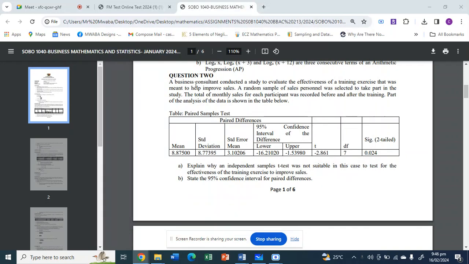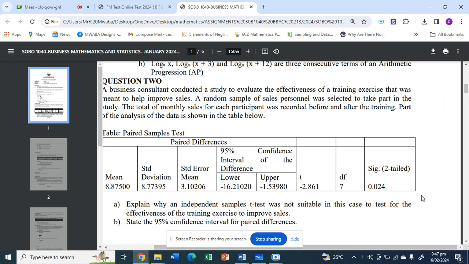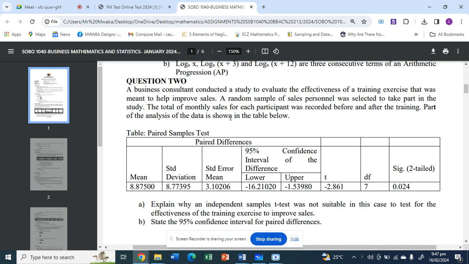A business consultant conducted a study to evaluate the effectiveness of a training exercise that was meant to help improve sales. A random sample of sales personnel was selected to take part in the study. The total monthly sales for each participant was recorded before and after the training. Then they say part of the analysis of the data is shown in the T table below.